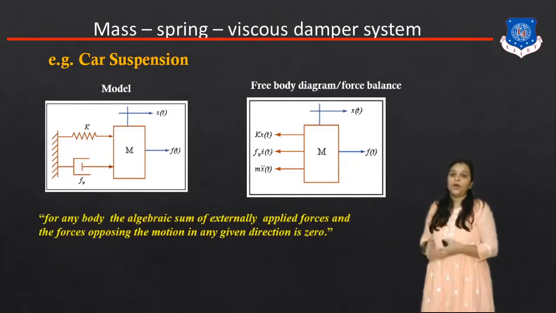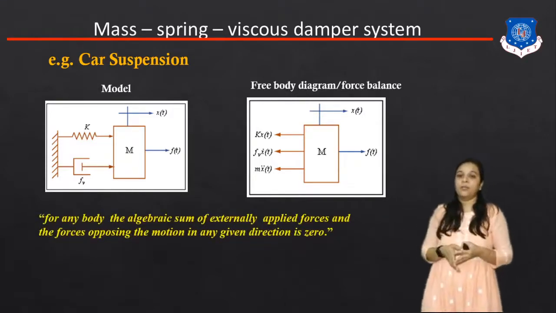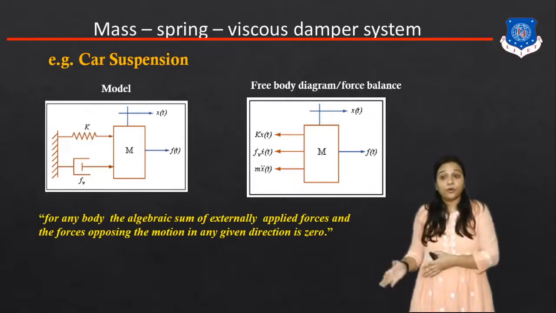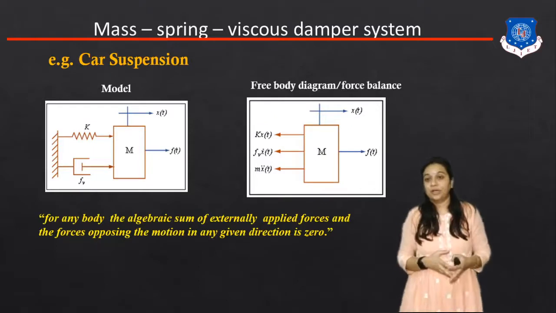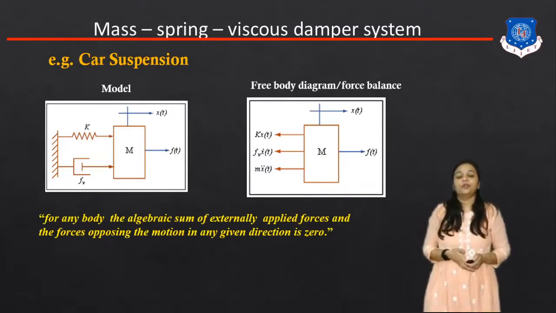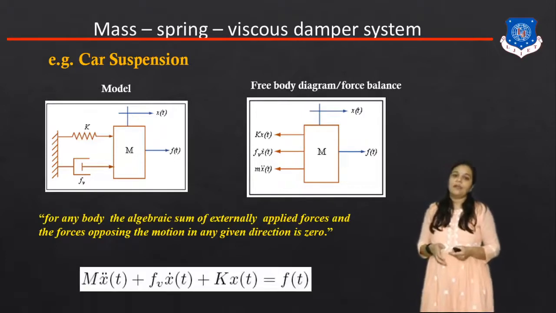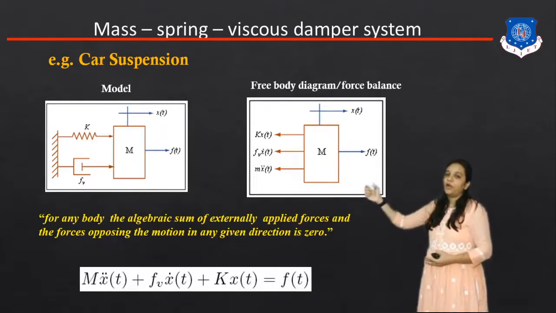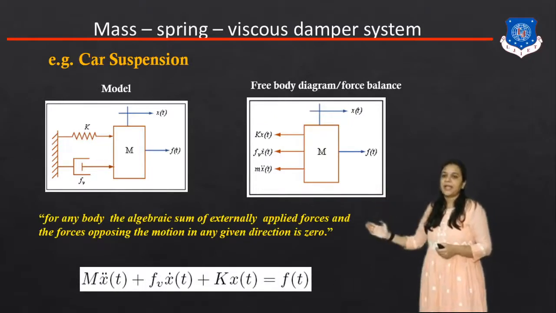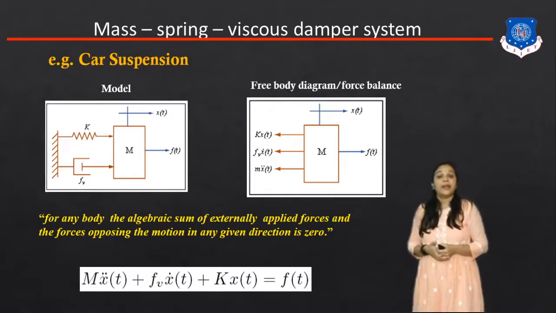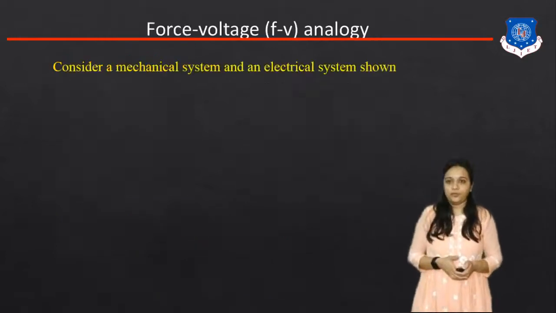So for any body, the algebraic sum of externally applied force and the force opposing the motion in any given direction is equal to 0. That's why we have to write the equation in this manner: M x double dot of t plus Fv x dot of t plus K x of t, that is equal to F of t.